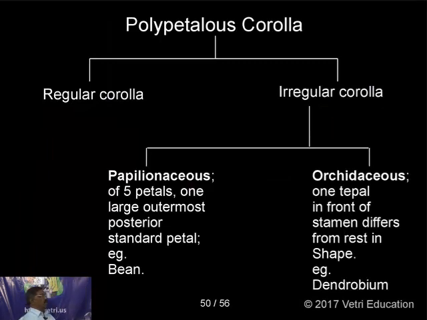Polypetalous irregular corolla. Irregular corolla, one is the papilionaceous type. We can discuss it in the descendingly imbricate situation. 5 petals, one large petal encloses the posterior and then below the sternal petal. The second one is orchidaceous. So one petal in front of the stamen is different from the other petals. Example, Dendrobium.